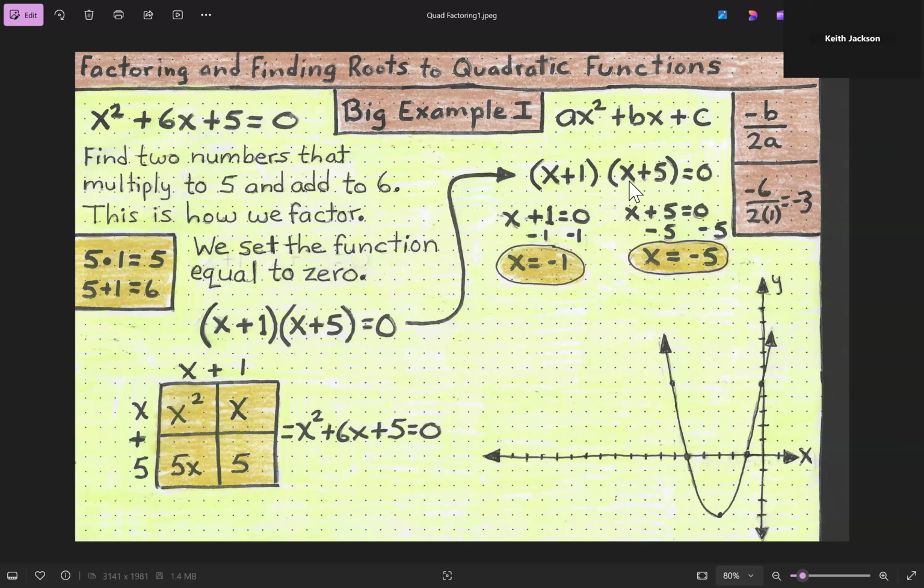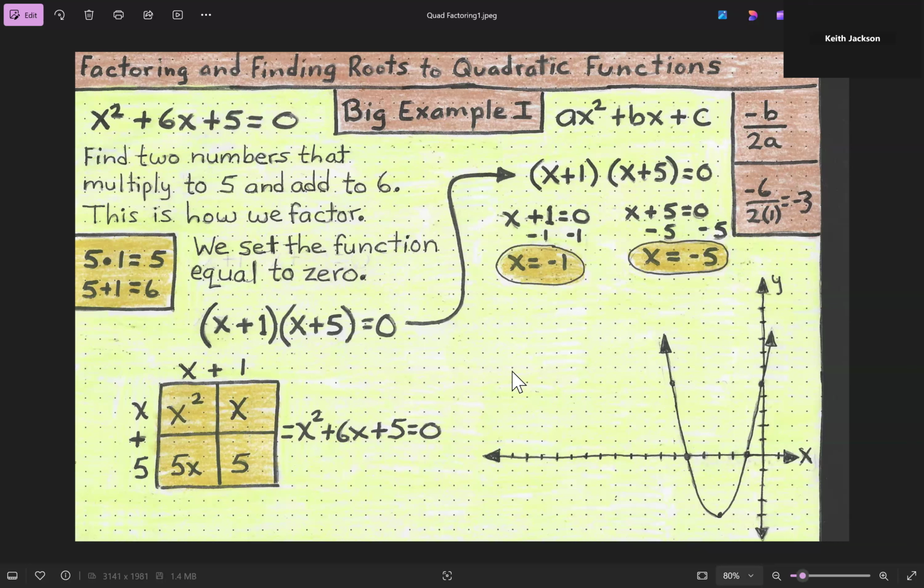Now let's take a look at the combination of x plus 5. We're going to set that equal to 0, and in order to make that equal to 0, we have to subtract 5 from both sides. As you can see, x will be equal to -5, because if you put a -5 right here, -5 plus 5 will give us 0. And that's the other solution, right there at -5.